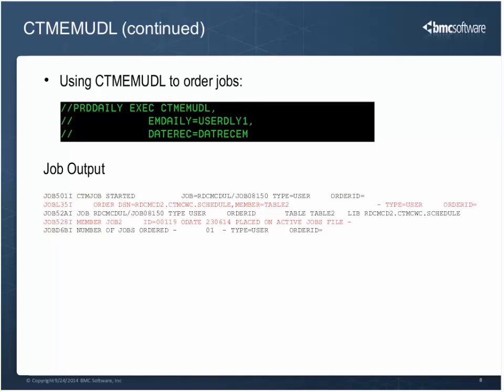Okay, the next function of CTMEMUDL is actually the order function. So this is what is actually going to order the jobs. You can see in the JCL here, you just code emDaily to your user daily name that you want to order. And also note that it requires a unique daterec member. This is exactly the same as will be required in your current CTMDAILY procedures. In the bottom half of the screen you can see some sample output that shows the job being ordered, and messages here are much the same as any regular ordering utility such as CTMDAILY. There are some new messages which I will come on to when we see the demonstration in a minute.